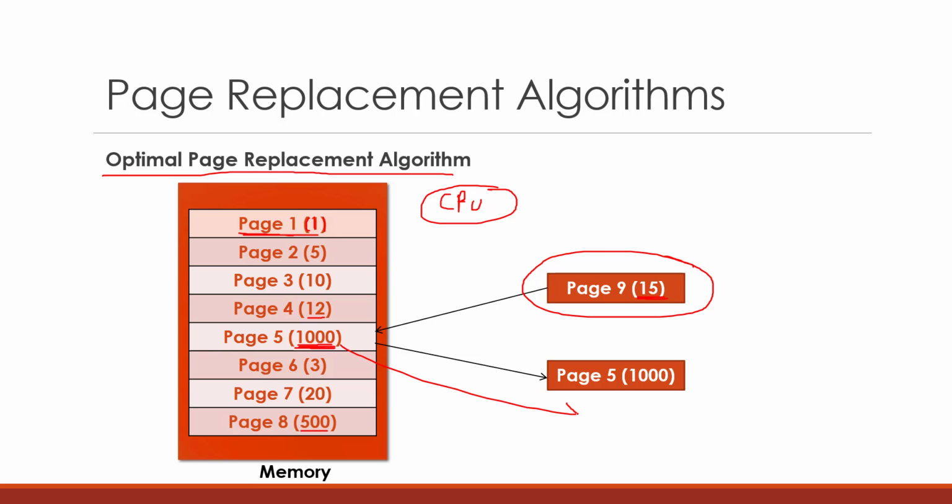As mentioned, by the optimal page replacement algorithm, any page that has the highest instructions in the bracket will be taken out, because this page is required now after 1000 instructions, right? It's not required now. So take this out and bring page number 9 in, so it will be replaced over here. Very, very simple algorithm.